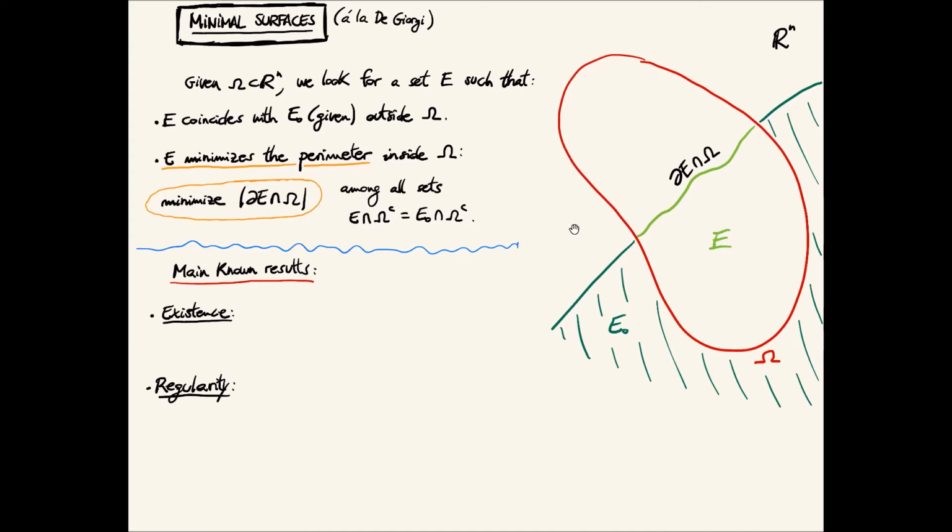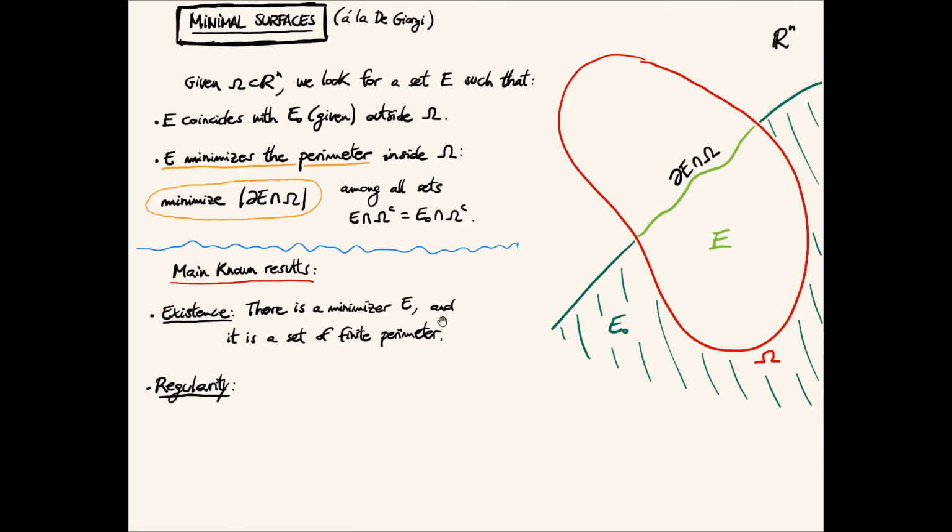But not so easy. So this is the existence, okay, and I will not discuss it very much, but basically there is always a minimizer and it is a set of finite perimeter. This is why De Giorgi and others developed the theory of sets of finite perimeter, or Caccioppoli sets, and then you get existence.